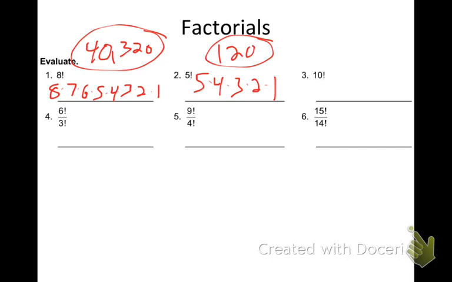Number 3, 10 factorial. Well, what is 10 factorial then, sir? I believe you have it. 3,628,800. So let's say the 10 of us, you 9 and me included, were to stand in a line and see how many different ways we can arrange that line. Well, there would be over 3 million different ways we could stand in that line. Craziness.